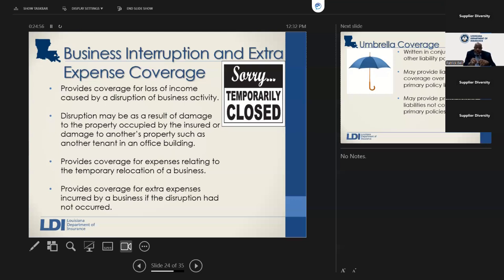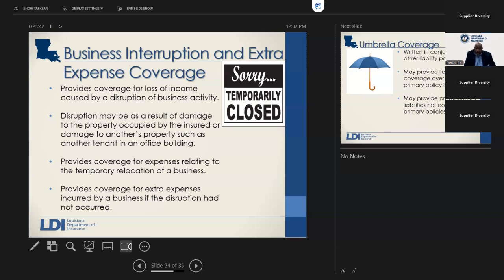Well, if you have business interruption coverage, you could get assistance to pay your bills until you become operational again, or you can get assistance to move into a temporary location, or assistance to move into a new permanent location. So it provides coverage for expenses relating to the temporary relocation of a business and provides coverage for extra expenses incurred by a business as if the disruption had not occurred. So many of those businesses that I talked about early on after the hurricane, when they said they didn't know what they wanted to do because they didn't have the right insurance, 9 times out of 10, it was this business interruption and extra expense coverage that they did not have at the time.